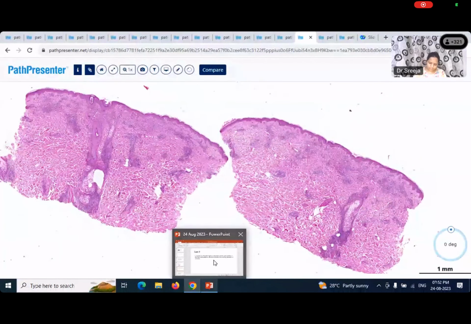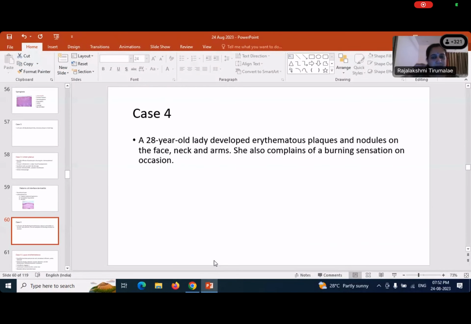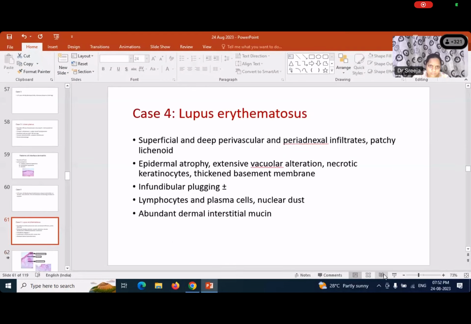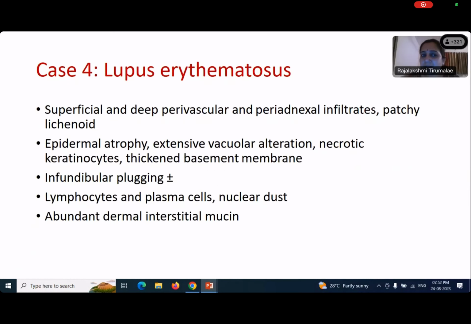Now that you've got all the findings, the combination of the clinical history along with the vacuolar alteration, a lot of infiltrate. Do you want to attempt? It's okay, take a guess. Doesn't matter if you're wrong. So this is a case of lupus erythematosus, right?